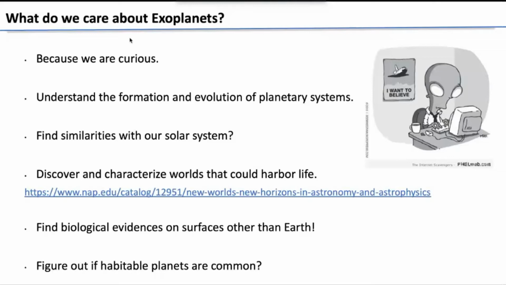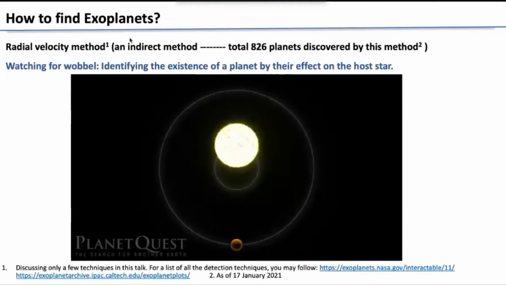And we want to basically characterize those planets that can harbor some kind of life. And we want to figure out if Earth is the only planet that holds life, or if habitable planets are common. We just want to answer these basic questions, and that's why we care about exoplanets.